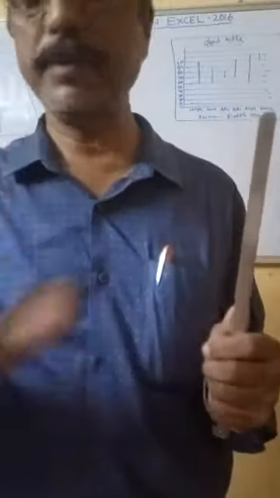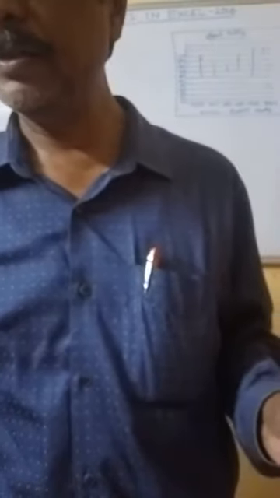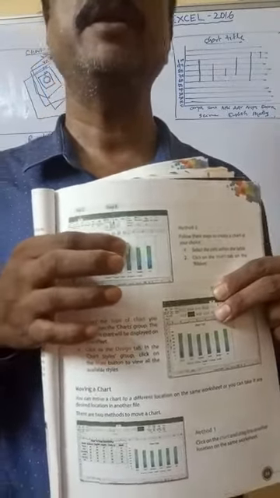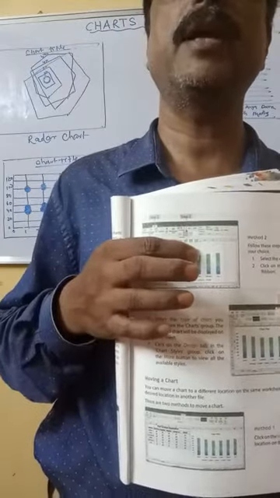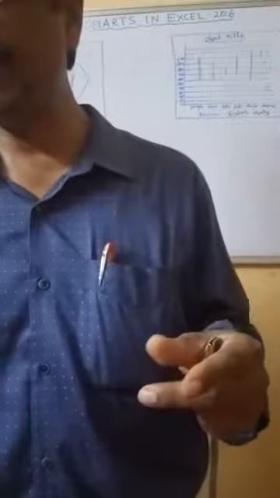Which chart group do you want? Here you see all the chart names appearing. Which chart do you want? From here you have to select it. By keeping your mouse pointer over it, you click it. Then it will be accepted.